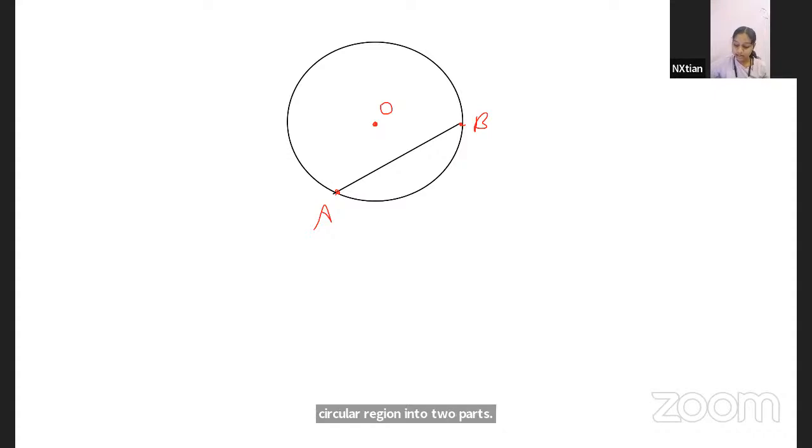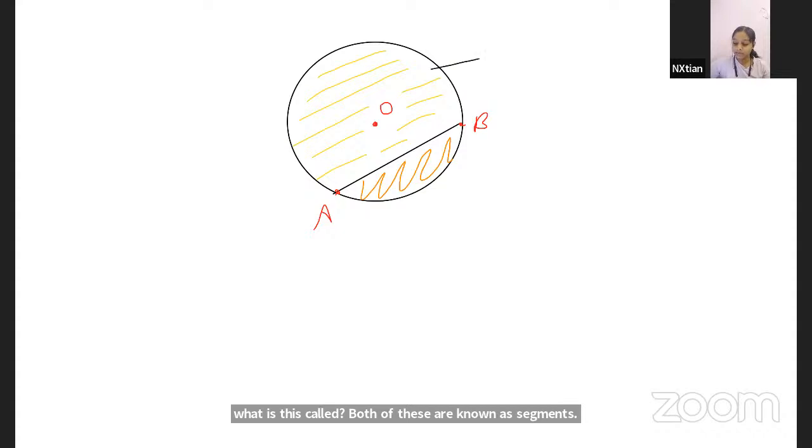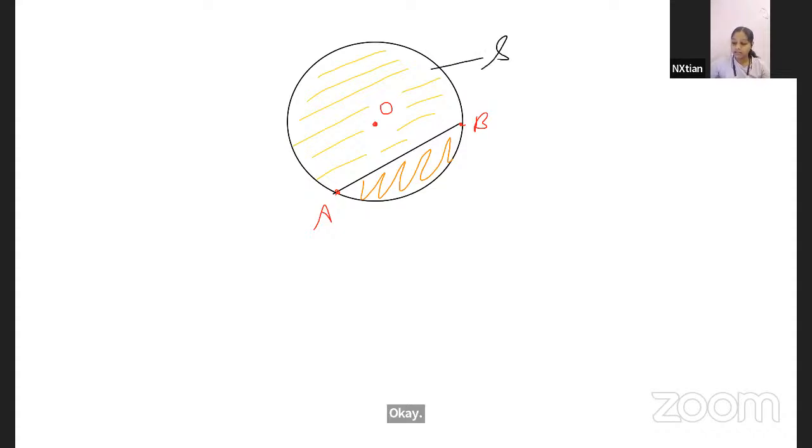There is this part and this part. What is this called? Both of these are known as segments. The interior is known as segments. Yes, segments. And this is also known as a segment.